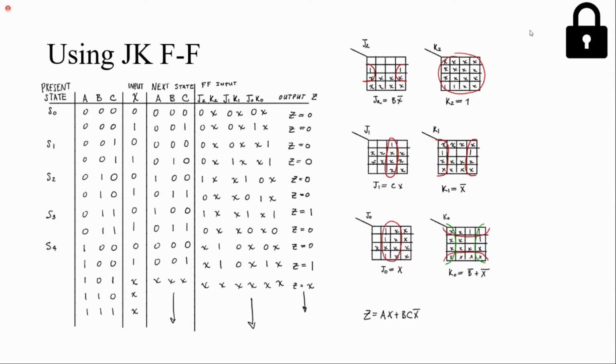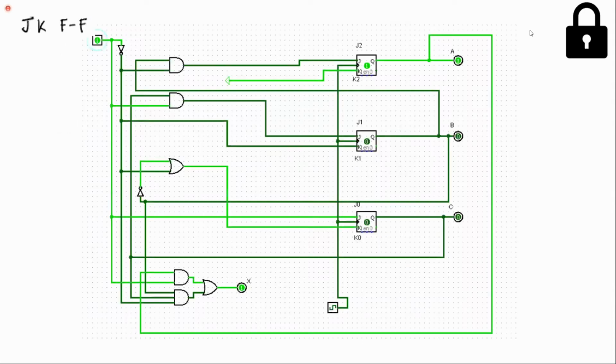And here I tried using JK flip-flops just to see what that would look like. And here are the reduced equations. So it uses more equations, but it comes out simpler when I implement it in Logisim. So compared to D flip-flops, it uses fewer AND gates, fewer OR gates, fewer NOT gates, and the same number of flip-flops.